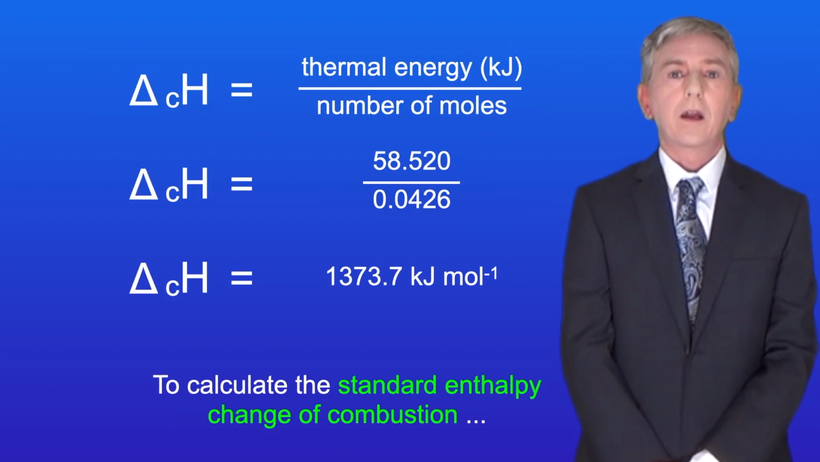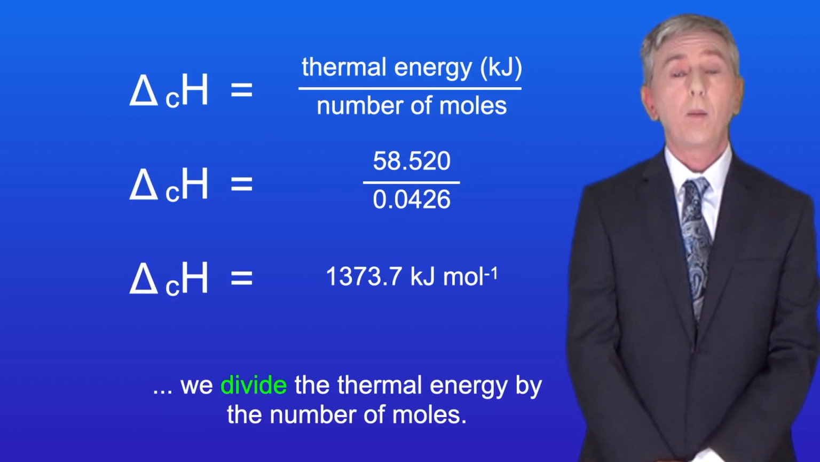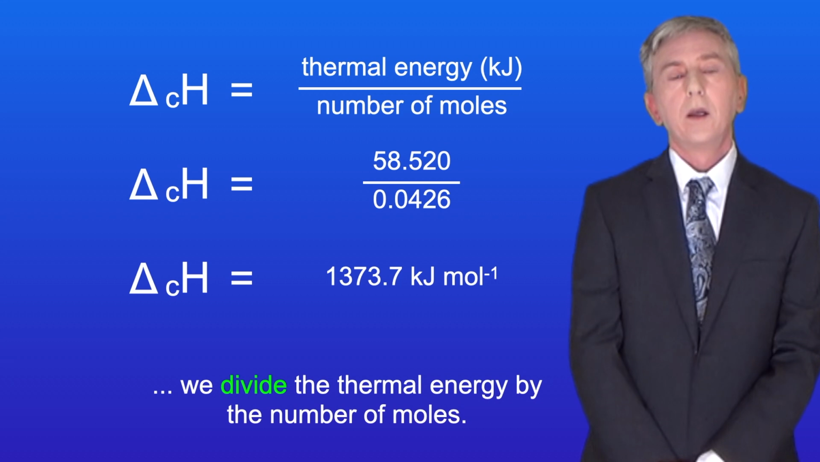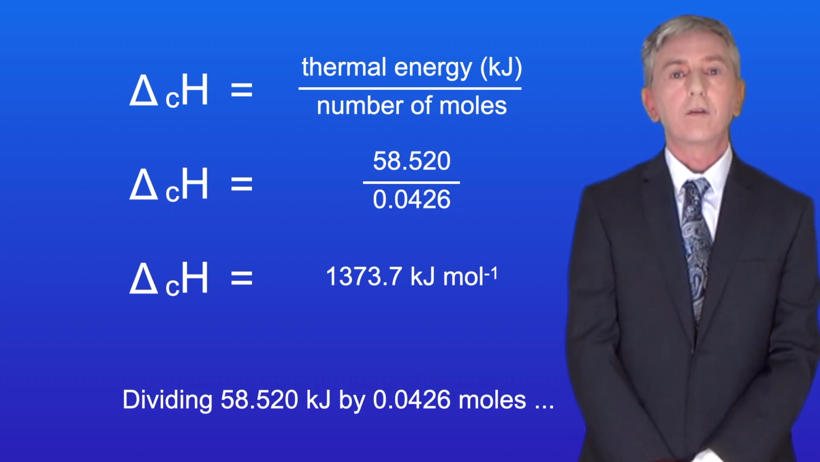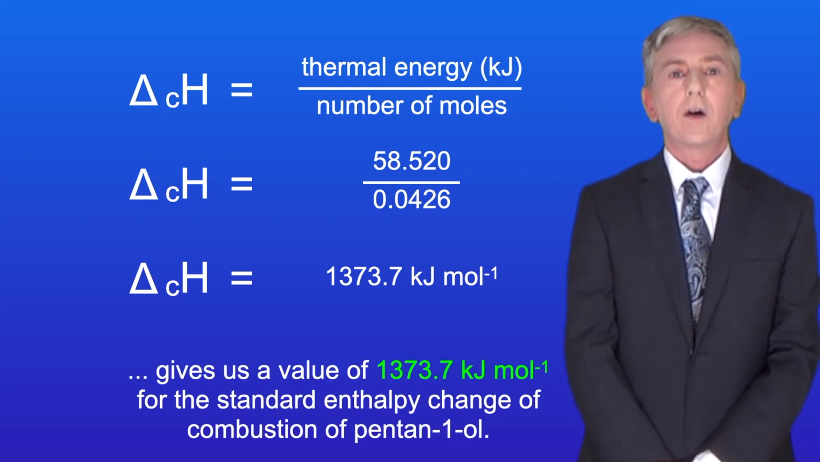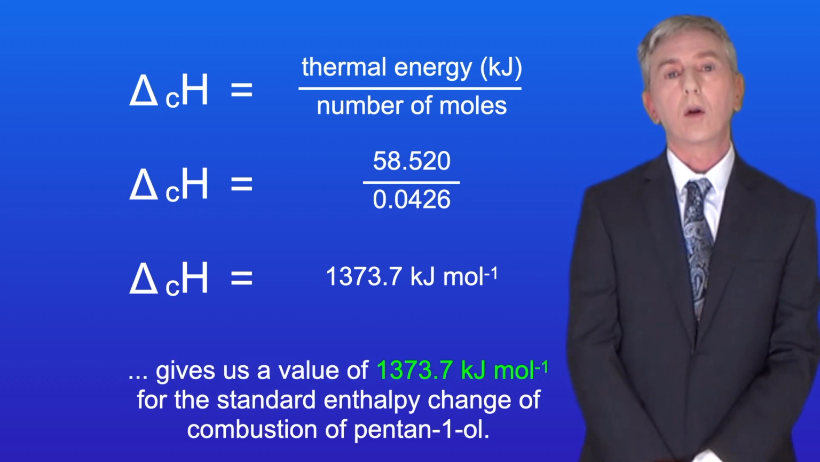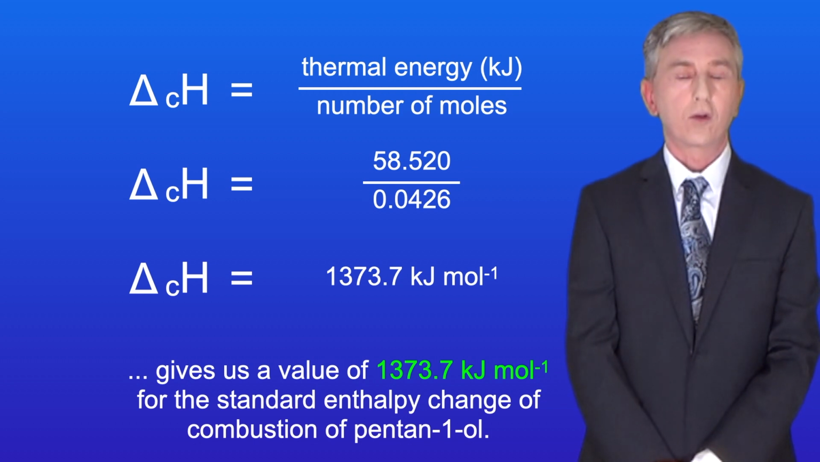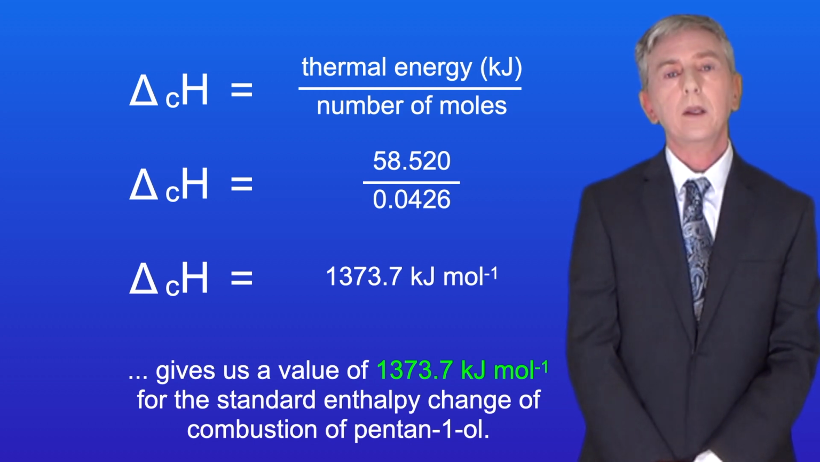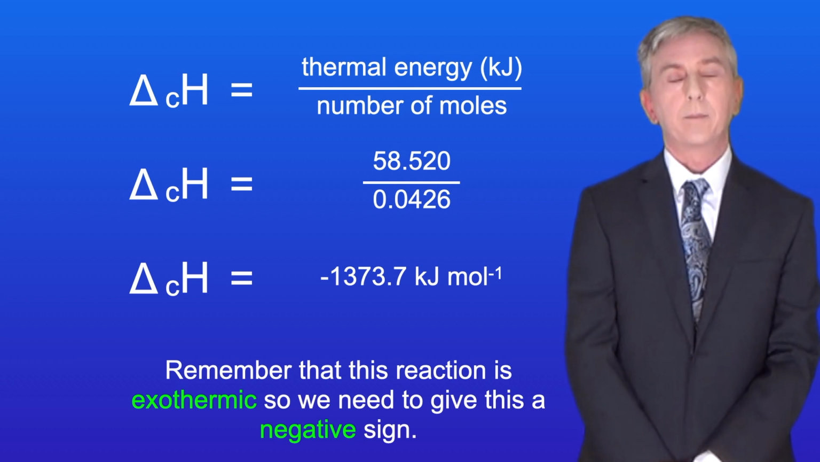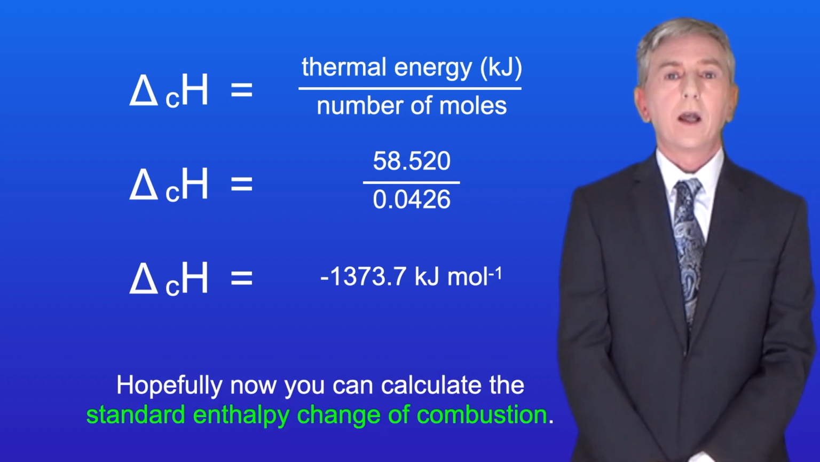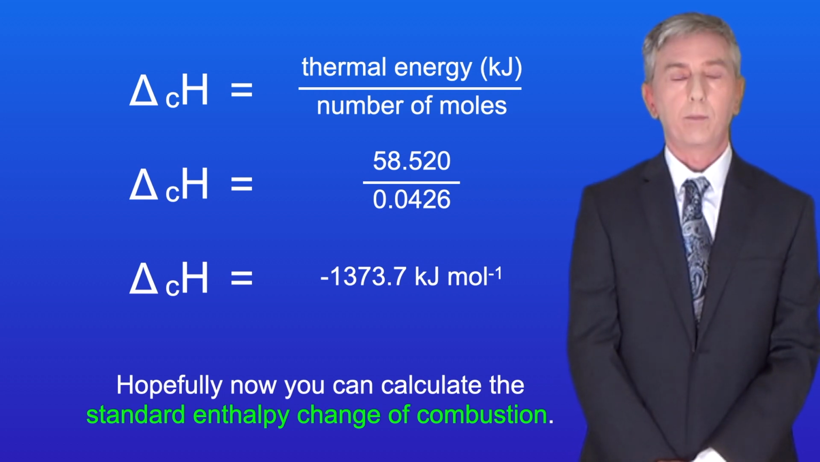To calculate the standard enthalpy change of combustion, we divide the thermal energy by the number of moles. Dividing 58.520 kilojoules by 0.0426 moles gives us a value of 1,373.7 kilojoules per mole for the standard enthalpy change of combustion of pentan-1-ol. And remember that this reaction is exothermic, so we need to give this a negative sign. Okay, so hopefully now you can calculate the standard enthalpy change of combustion.